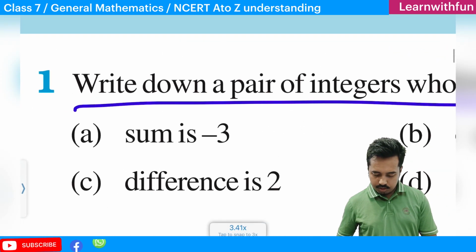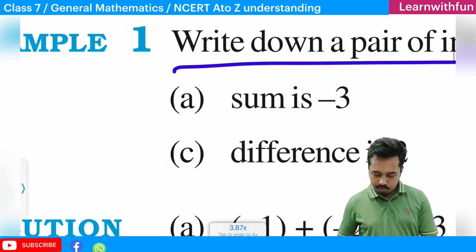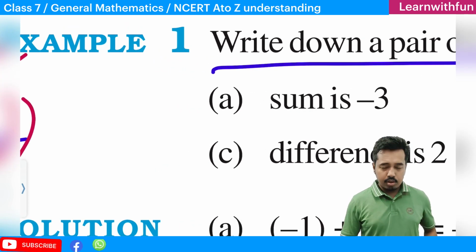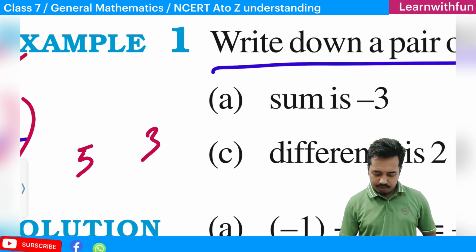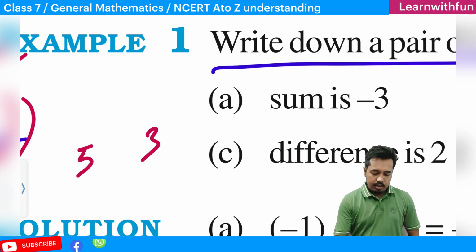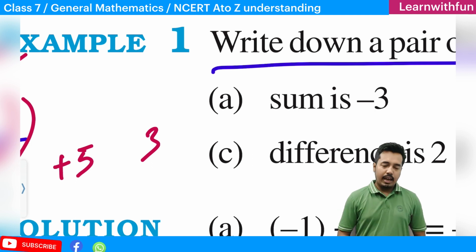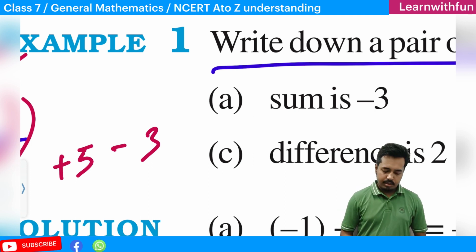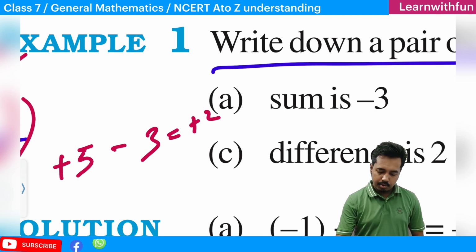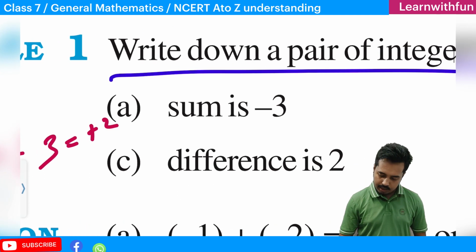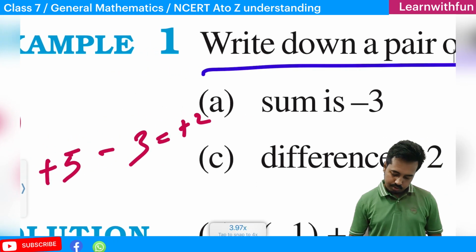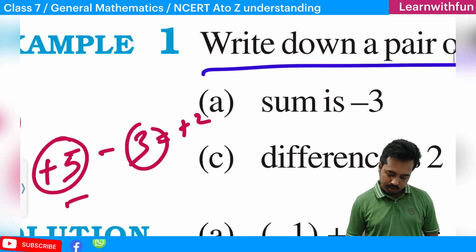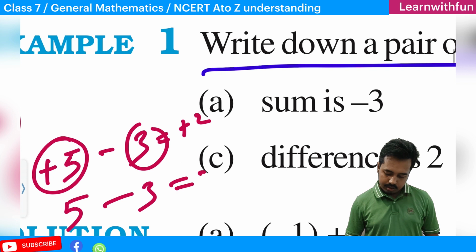The difference is 2. Okay, you'll have to take two numbers whose difference is 2. Suppose you can take 5 and 3, right? So take 5 and 3. You can put a positive sign before 5 and a negative sign before 3, but in this case you will get plus 2. But in the C option you will have to get 2. So you can take plus 5 and plus 3. So the difference of 5 and 3 is 2.